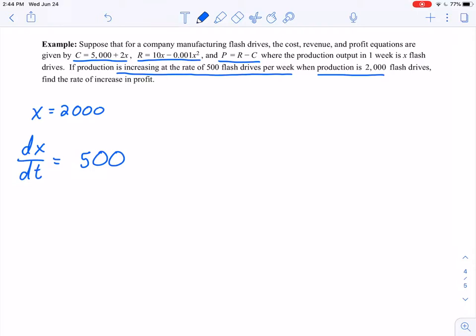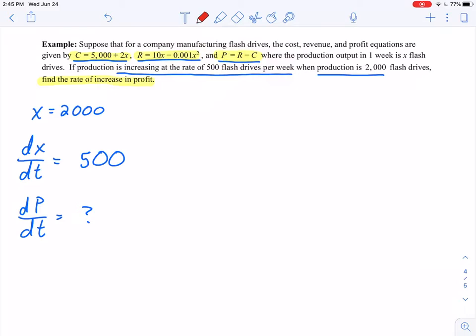So I have x, I have dx over dt. I want to find the rate of increase in profit. So if I want to find the rate of increase in profit, essentially I'm trying to find dp over dt, right? This is the rate of change of profit with respect to time. So this is what I want to know. I need a relationship, I need an equation between x and p. So really what I'm looking for is the profit function. I'm going to use my revenue function and my cost function to find my profit function.